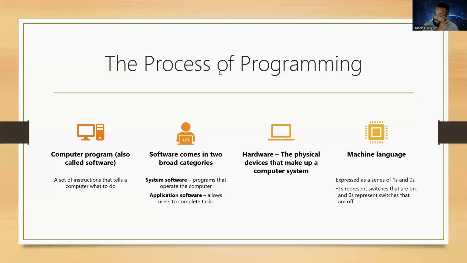All right, so what's the process of programming? We have two different things that we need to talk about. The first thing is what's called software. Software is basically a set of instructions that tell our computer what to do. Those instructions can be written in any language. They can be written and run on any PC. Normally, that's how PCs work.